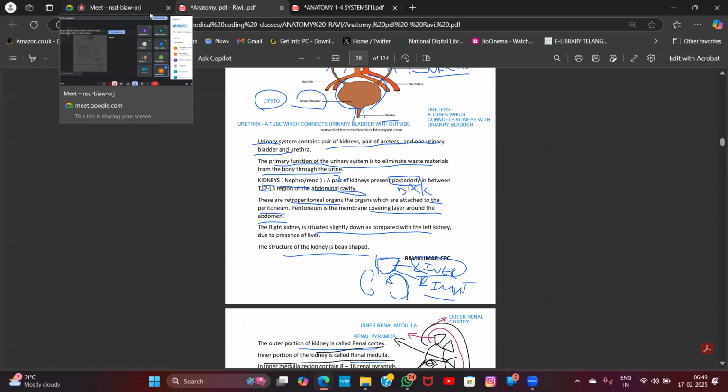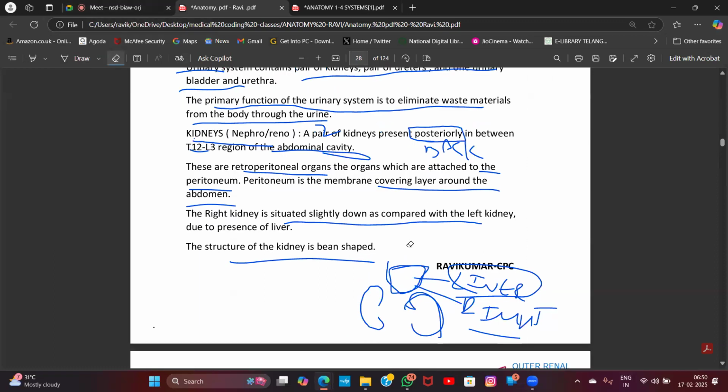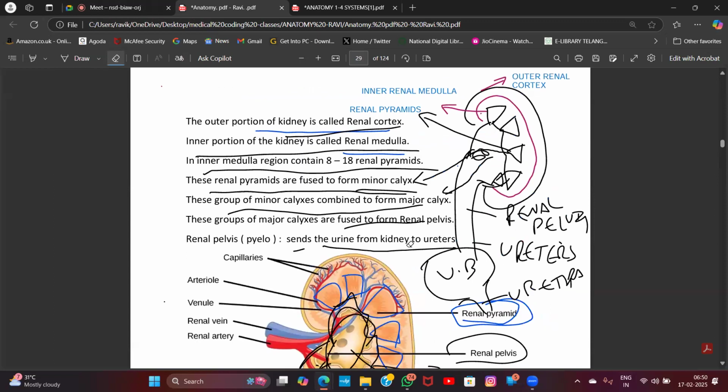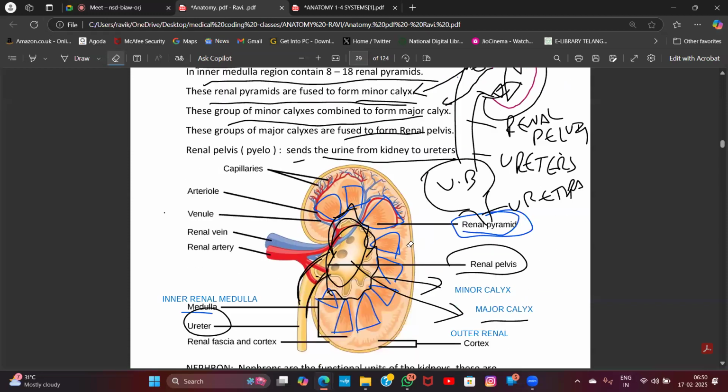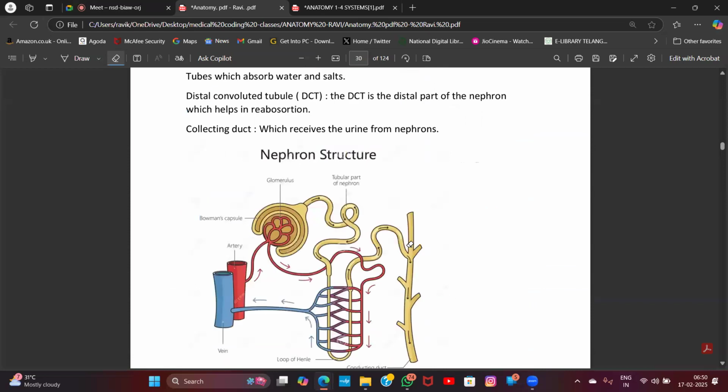bladder, to urethra. Okay, again, the structural and functional units of the kidneys are called nephrons. The structure of a nephron includes the glomerulus, Bowman's capsule, PCT, followed by the loop of Henle, descending and ascending limbs, then the DCT, distal convoluted tubule, followed by the collecting duct. The collecting duct leads to the minor calyx, major calyx, renal pelvis, ureters, urinary bladder, and urethra. Is it clear? This is about the entire renal system.